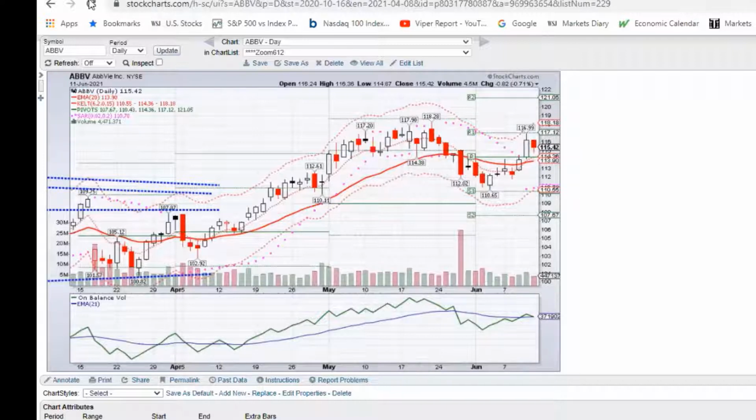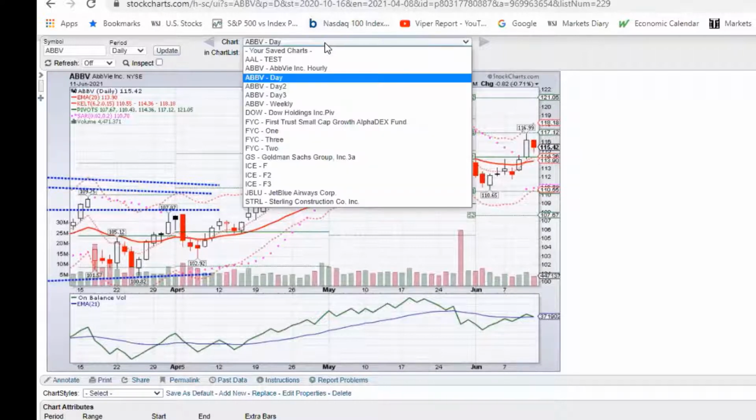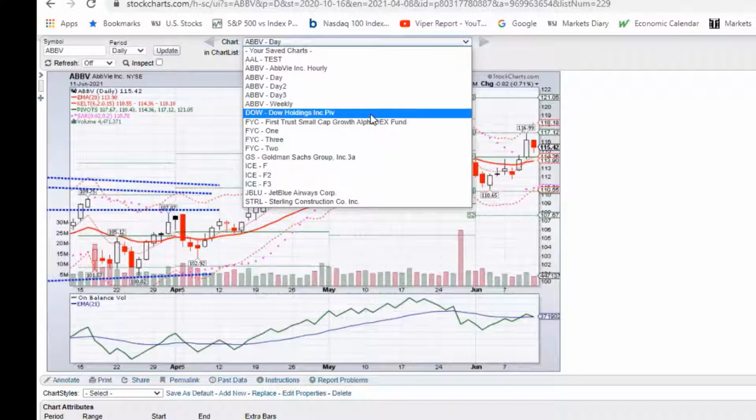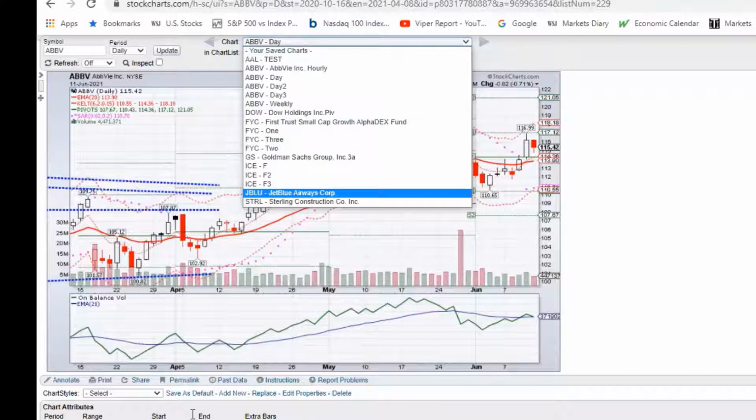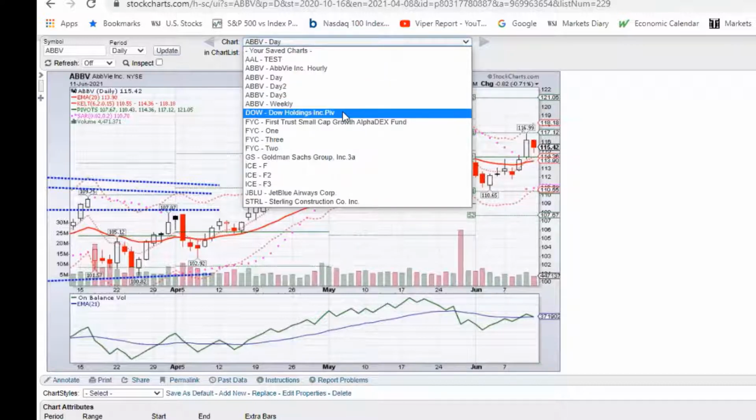The whole process is interesting. If you're testing out some method you're using, whether it's my stuff or somebody else's, it's really nice to have this feature in stock charts. You can go forward and back in history.